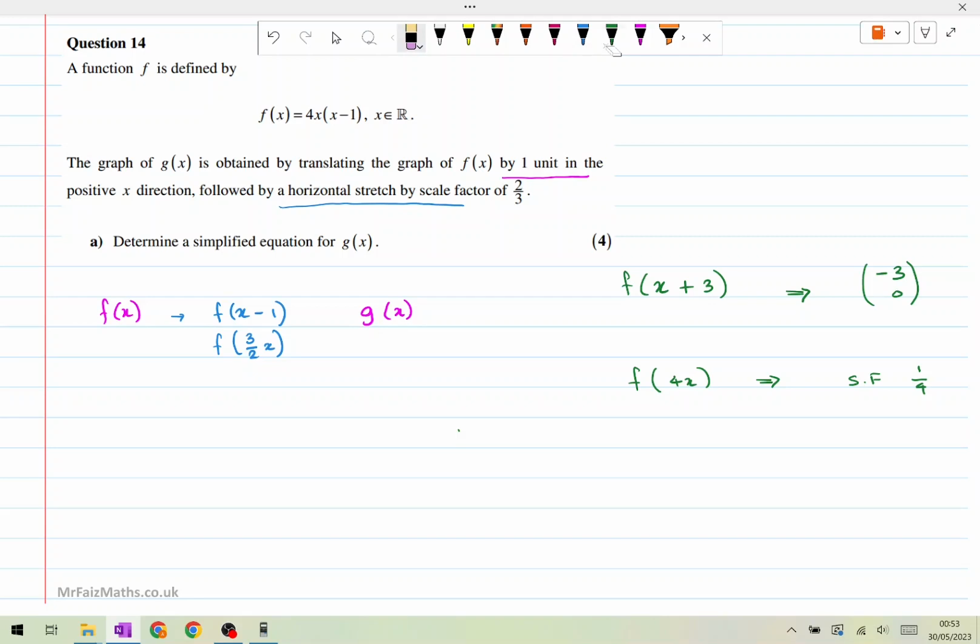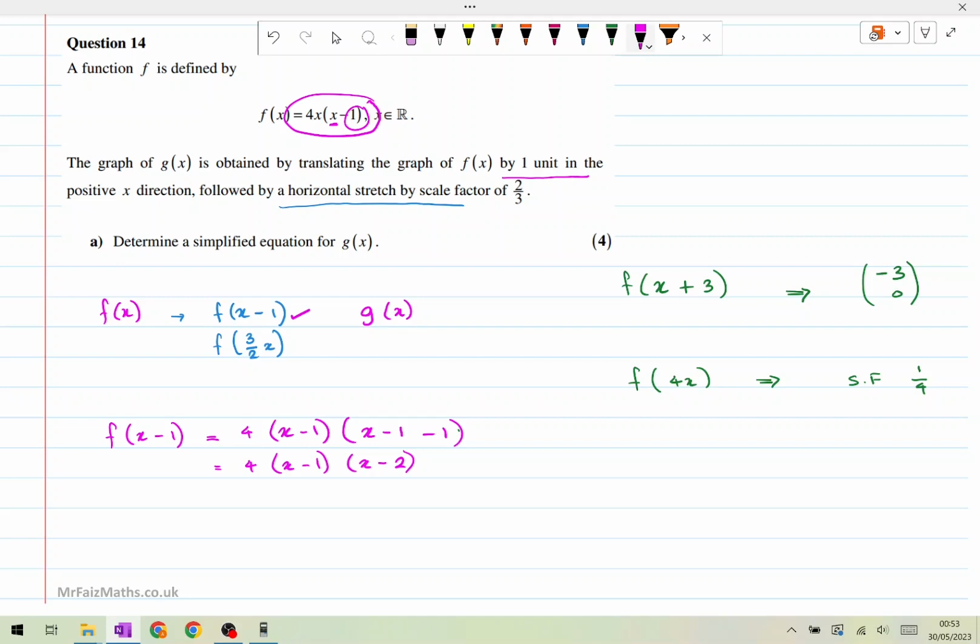Right? So in this case, to find g of x, we'll apply the first transformation. So if I did f of x minus 1, taking this as our f of x, f of x minus 1 just simply means replace all the x terms by x minus 1. So this is going to be 4 times x minus 1 times this x here is also replaced by x minus 1. So it's going to be x minus 1 minus the 1 that's already here. So this bracket here simplifies to x minus 2. So I'm going to have 4 times x minus 1 times x minus 2. Okay, so that is the first transformation done.